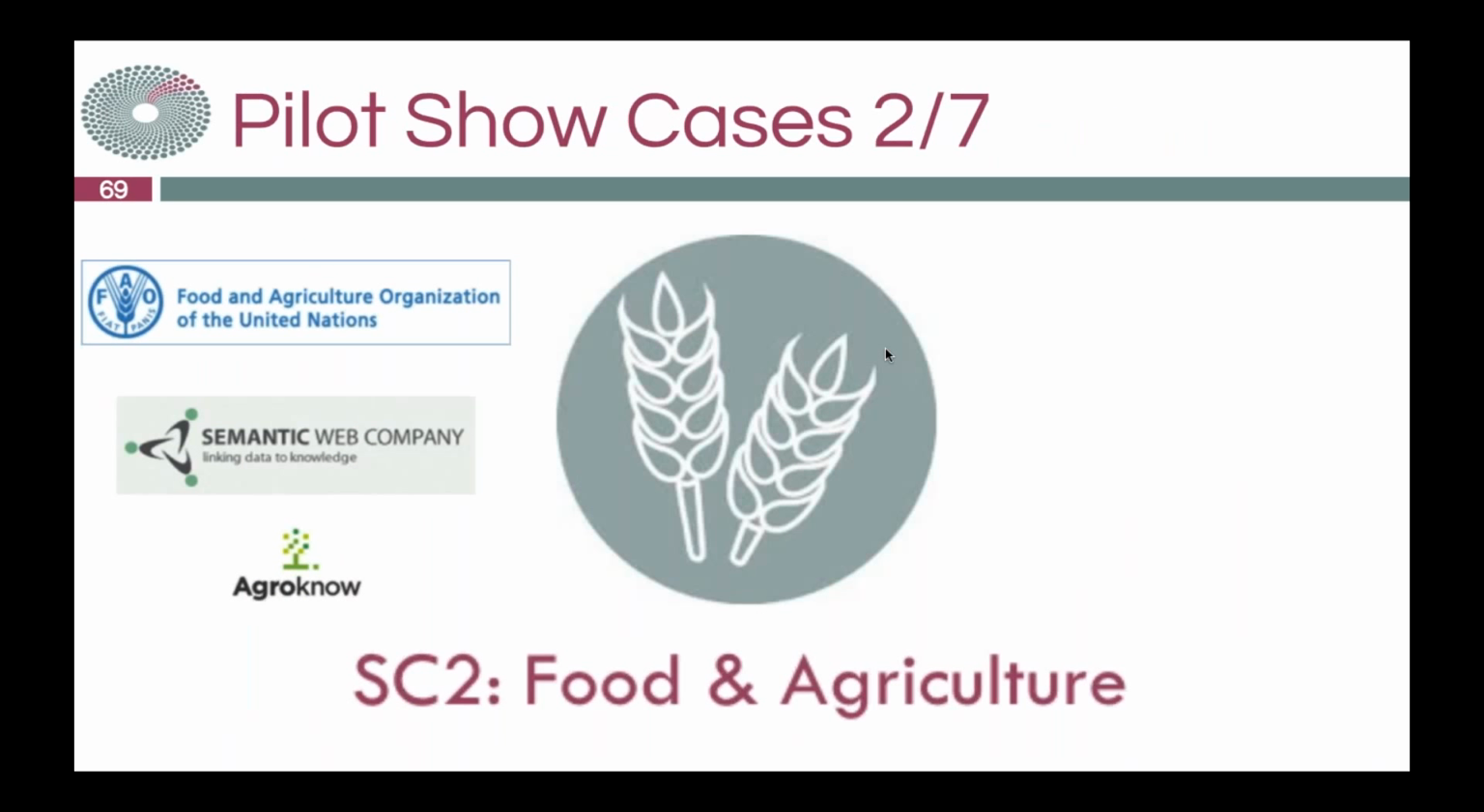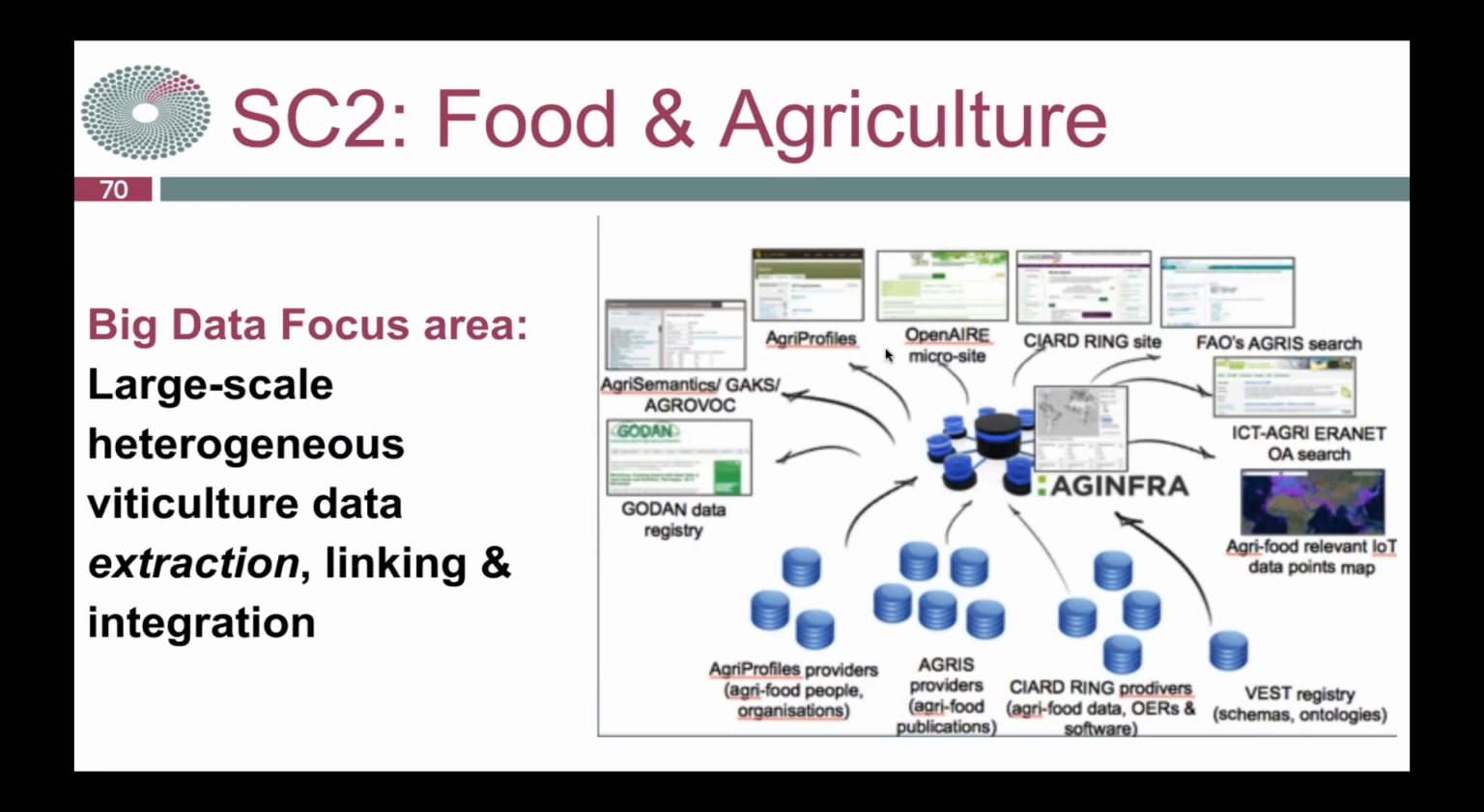So the second showcase is food and agriculture, which is together with FAO, Semantic Web Company, and Agrono. There, the big data focus area is large-scale heterogeneous viticulture data, extraction, linking, and integration. Viticulture is the research about grapes and wine. In order to make good wines, you have to know a lot about the genes, the phenotypes, the soil properties, climate, and all kinds of data sources, which is similar to the problem in the first pilot in the health domain.